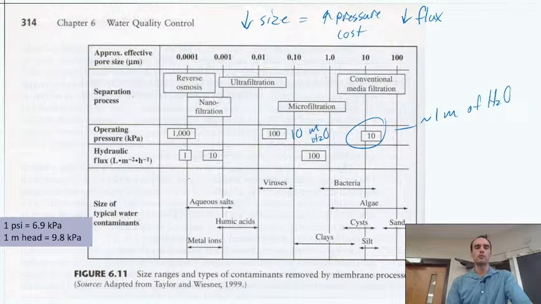So 100 liters per square meter per hour for microfiltration, 10 liters per square meter per hour for nanofiltration, and 1, so 100 times less for reverse osmosis compared to microfiltration. All that to say, we just don't get nearly as much water out, and we're paying a lot more to pressurize it for desalination, because reverse osmosis is where we can start desalinating. That's the aqueous salts, right? So if we want to desalinate, we certainly can.